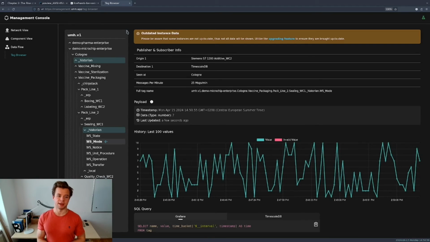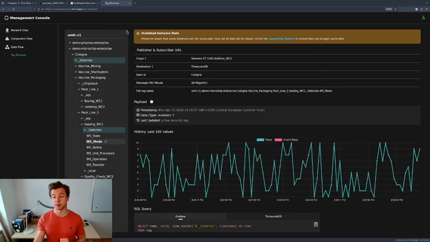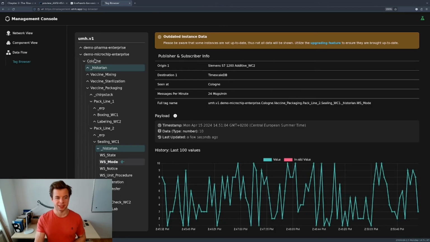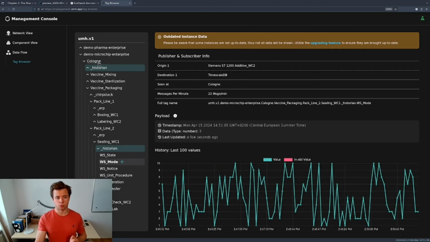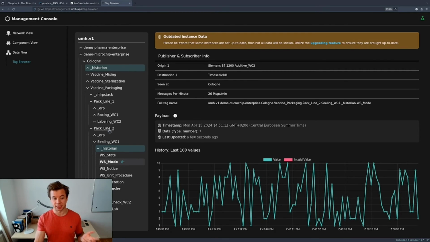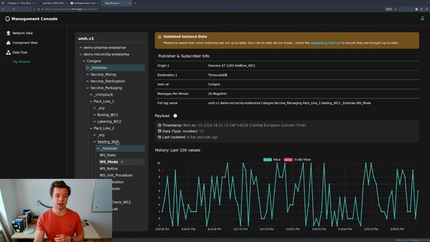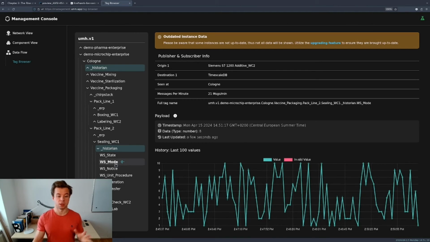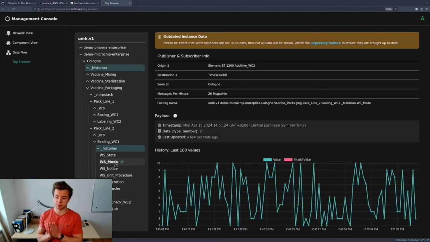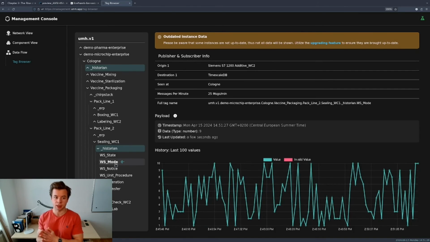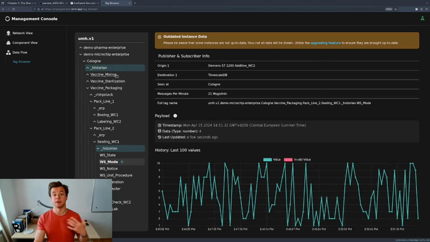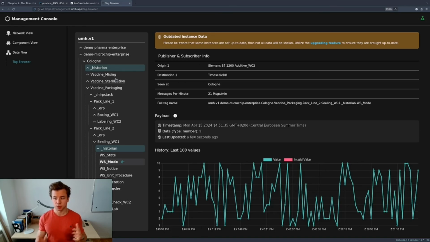There you see that we have the hierarchy visualized in the column on the left, where we have a demo microchip enterprise that has a location in Cologne, where we are currently looking at the vaccine packaging area down to the packaging line two, in which we have a work cell with a tag called WS_mode that is shown in real time. Now, if you're familiar with this particular enterprise and you're looking for this tag, you would be able to navigate the different levels of this semantic hierarchy. And that's really all there is to it.